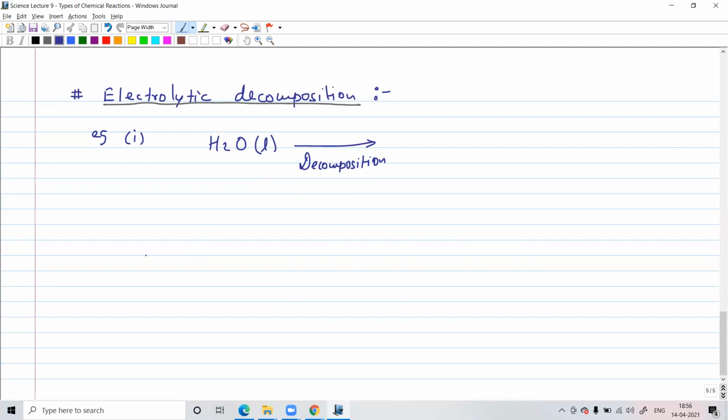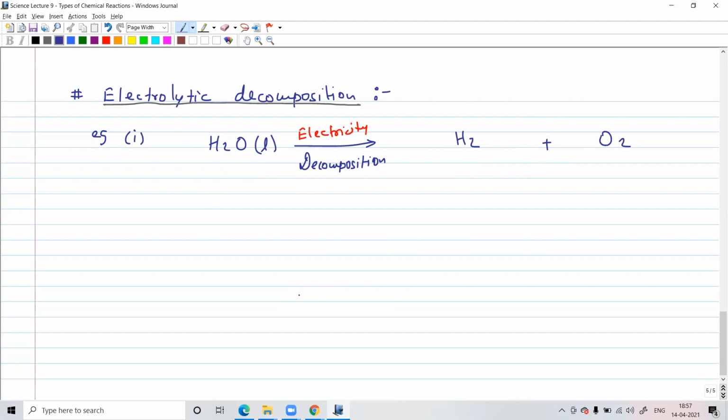Okay, so let's get back to our electrolytic decomposition. I was talking about taking water and decomposing it with electricity. What do you think will happen? What compounds do you think you will get when you break down water? Any guesses? Oxygen and hydrogen. Yes, very good, absolutely right. Hydrogen and oxygen get separated.